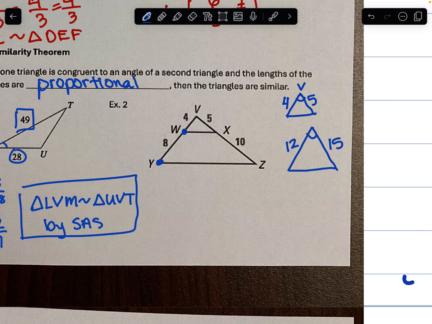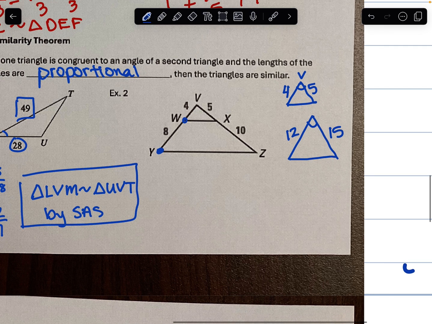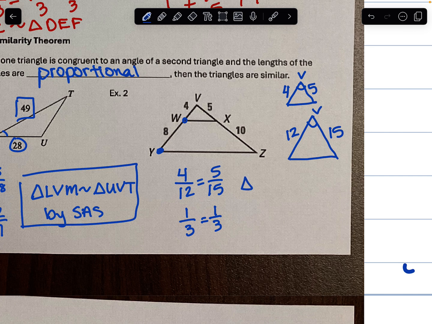So we did see this a couple times, like earlier this week, right? Where we have to combine the two together. Now we can set up our fractions and check and see. So 4 over 12 and 5 over 15, right? What does 4/12 simplify to? 1/3. And what about 5/15? Also 1/3. Okay, and we already decided that V was congruent to itself. So let's say triangle WVX, this one should be a little easier, similar to what? YVZ. By side, angle, side.